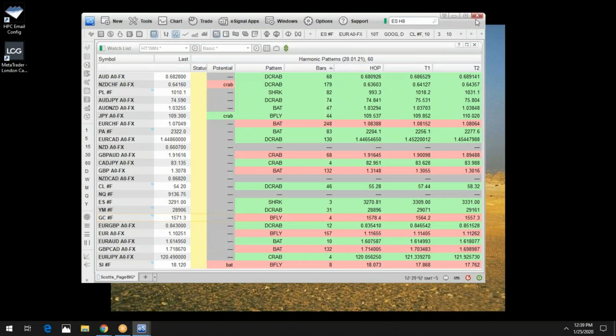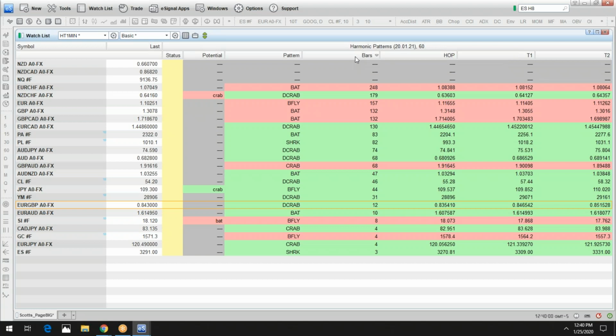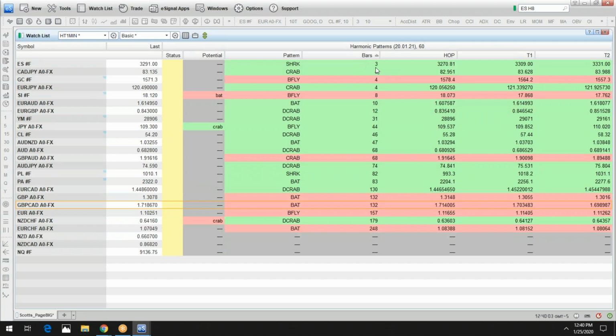I do want to show the monitor screen where you can now search and look at the hop level for those patterns that are at their respective hop. Again, the best way to do that is select the number of bars. That will sort it out and you'll see, okay, the last pattern, the closest one to the hop, ES. It's a 60-minute chart, but that'll tell you where you are relative to where the pattern's completed.